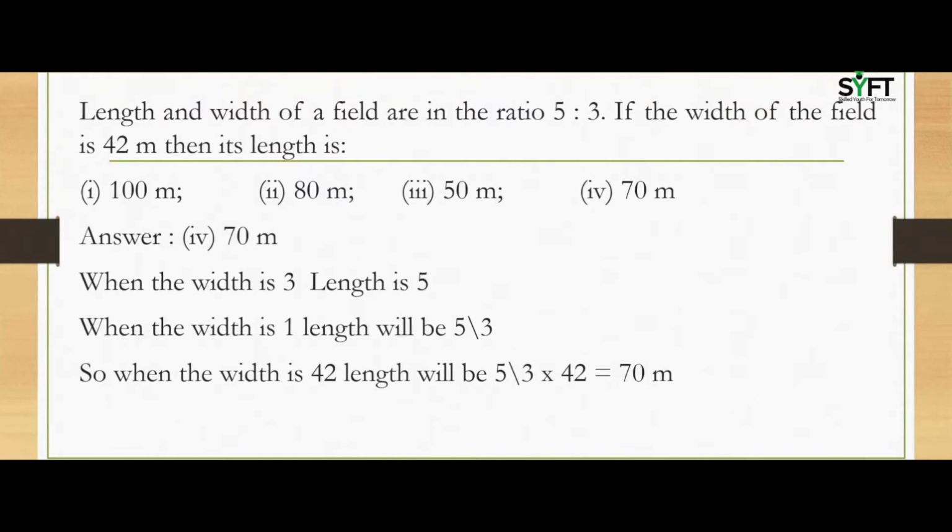This question is saying that length and width of a field are in the ratio of 5 is to 3. If the width of the field is 42 meters, then its length is, options are given here. Let's find out. So when the width is 3, length is 5. When the width is 1, length will be 5 by 3. And when the width is 42, length will be 5 by 3 into 42, which will come to 70 meters. So this is your answer.